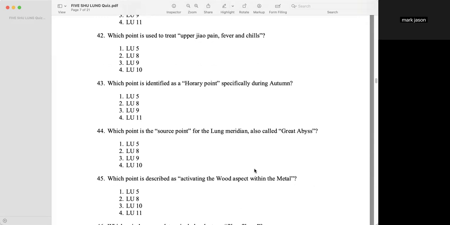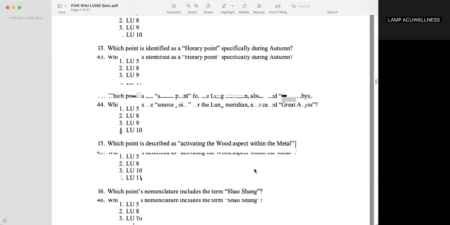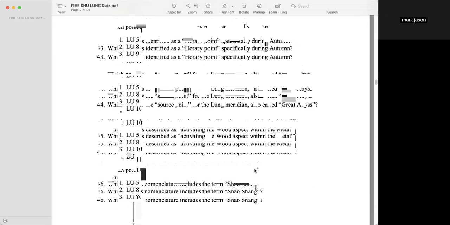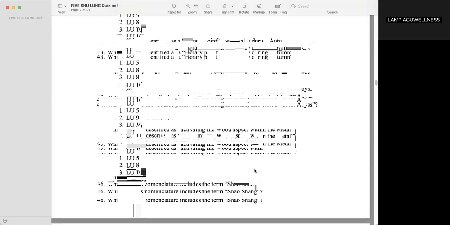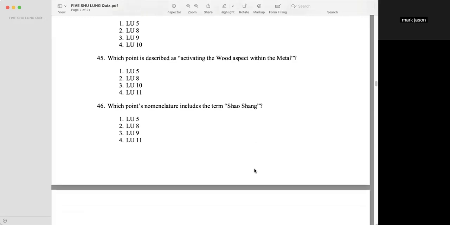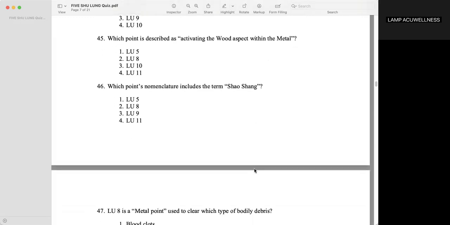Lung 8. Which point is identified as a Horary point, specifically during autumn? Lung 8. Which point is the source point for the lung meridian, also called Great Abyss? Lung 9. Which point is described as activating the wood aspect within the metal?